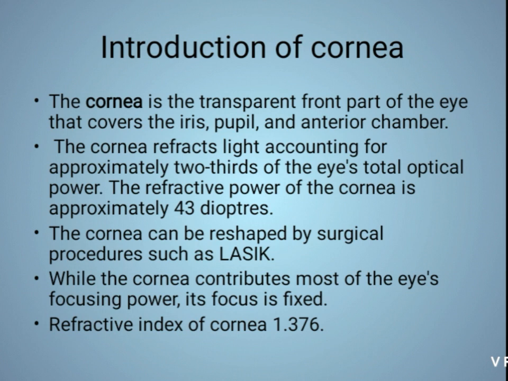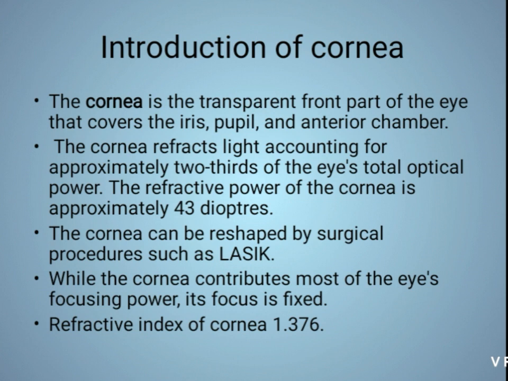Next, the cornea refracts light, accounting for approximately two-thirds of the total power of the eye. Let's take it approximately: our eye has 60 diopters of power, so 43 diopters is contributed by the cornea. So the cornea's power is 43 diopters. The cornea can be reshaped by surgery, known as LASIK surgery. Persons who have refractive errors go through this surgery and are cured of their refractive errors.